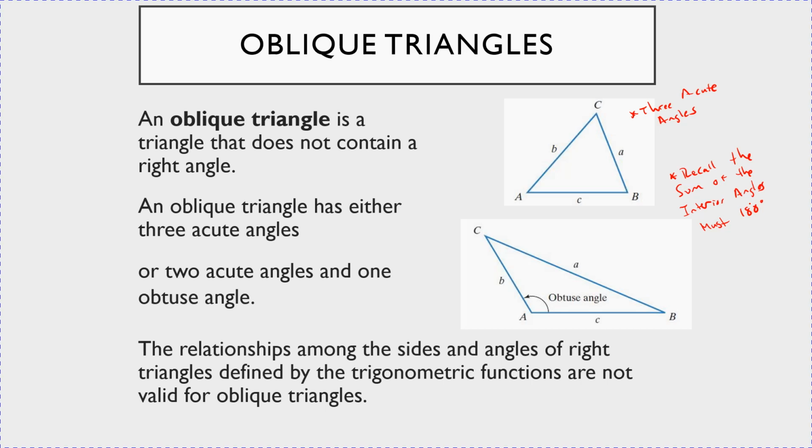What you'll see in the coming slides is that the capital letters represent the angles. So this is angle A, this is angle B, this is angle C. And lowercase a is the length of the side opposite the angle. Same thing for c and b, also over here too.